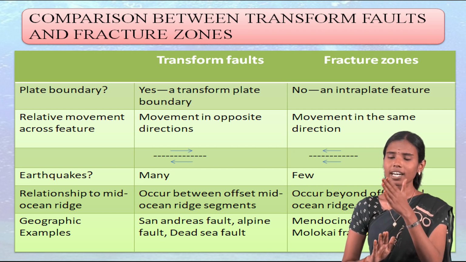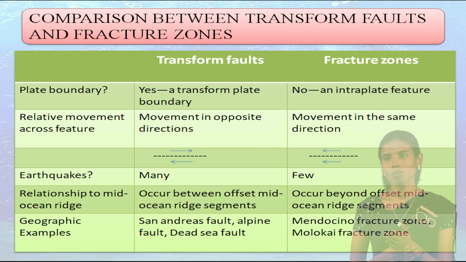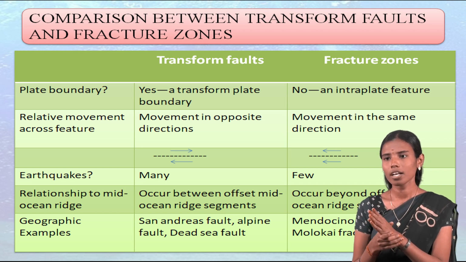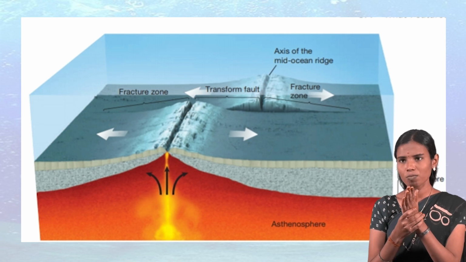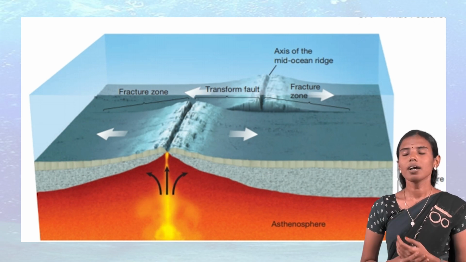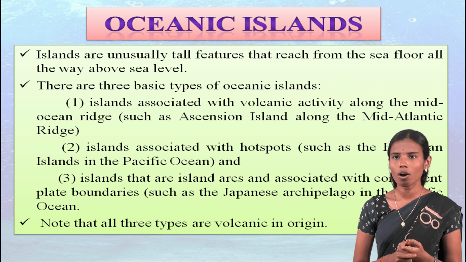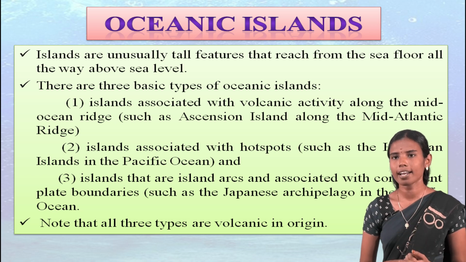And the examples for transform fault are San Andreas fault, Alpine fault and the Dead Sea fault. But examples for fracture zone are Mendocino fracture zone and Molokai fracture zone. This is the picture of transform fault and fracture zone along a mid-oceanic ridge. Then the last feature of the mid-oceanic ridges is oceanic islands.